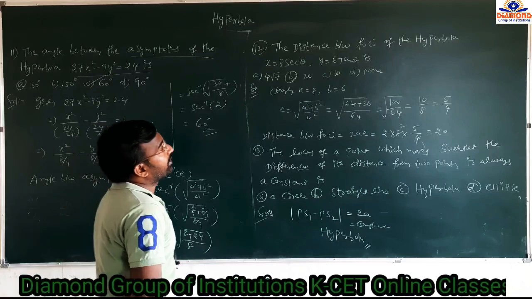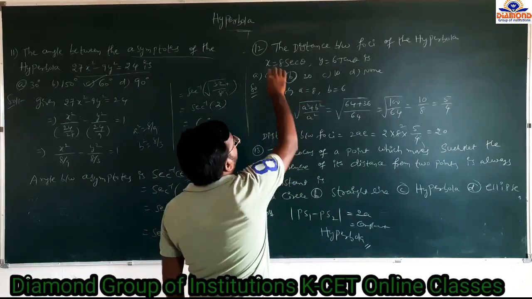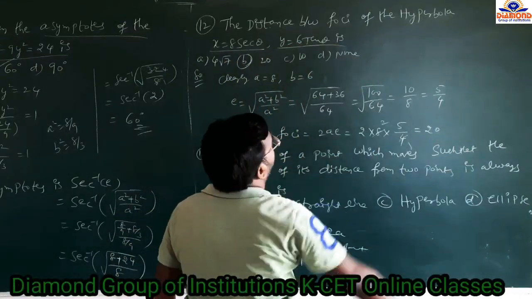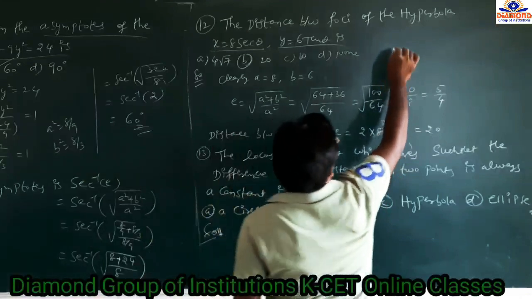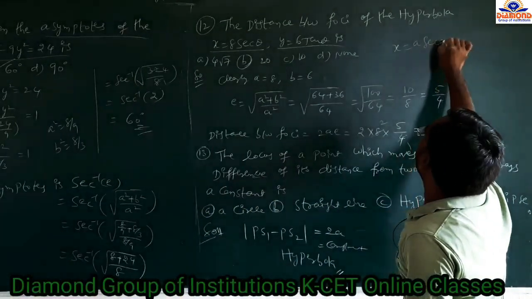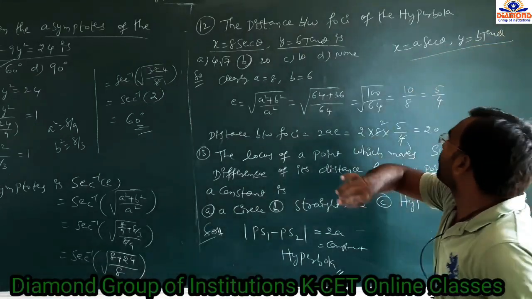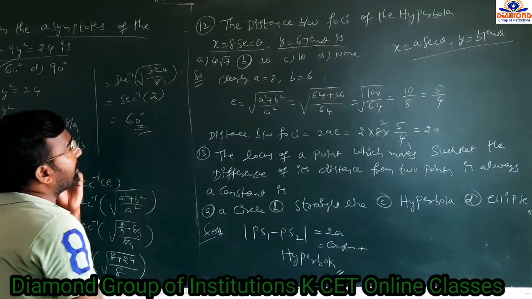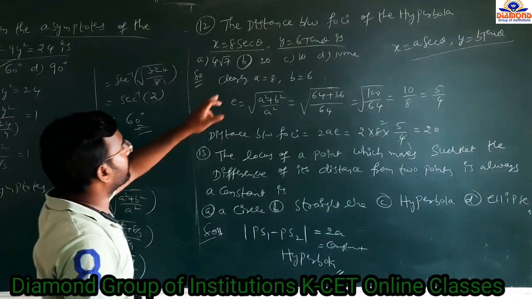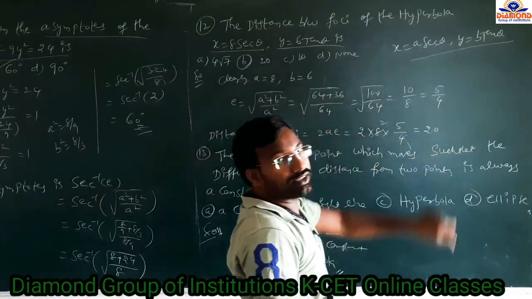Next, the distance between foci of the hyperbola x equal to 8 secant theta, y equal to 6 tan theta is. So which are in parametric forms? x equal to a secant theta, y equal to b tan theta, parametric forms. So clearly a equal to 8, b equal to 6. Here asking distance between foci. Option A 4 root 7, option B 20, option C 10, option D none of these.